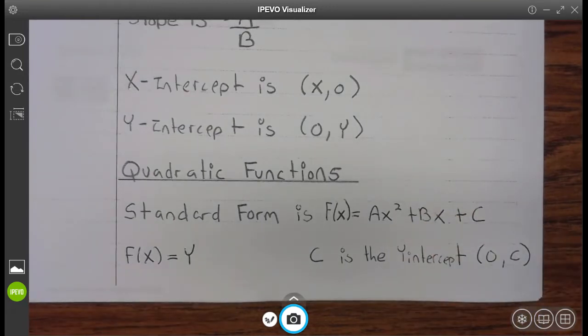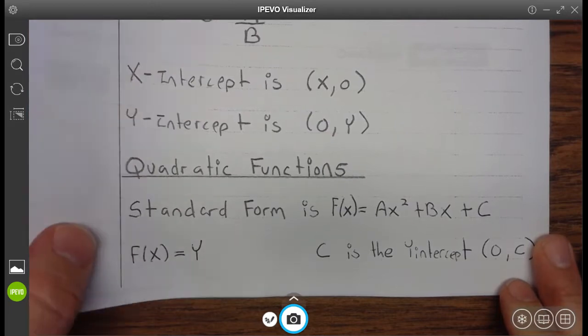Quadratic function. Standard form is f of x equals ax squared plus bx plus c, where f of x equals y, and c is a y-intercept 0, c. All right, go and finish up looking at your notes.